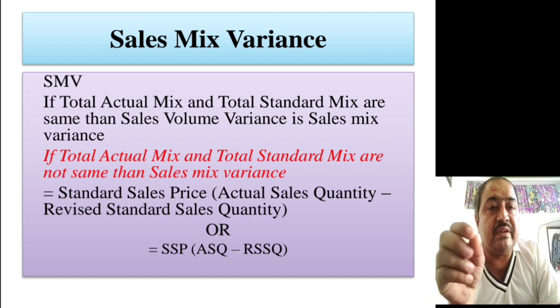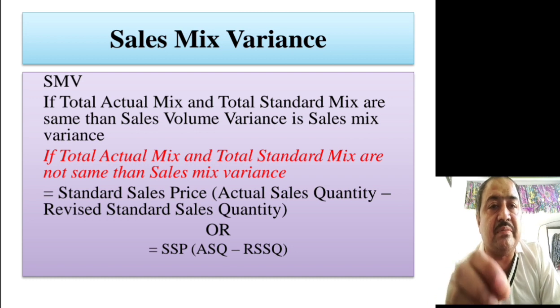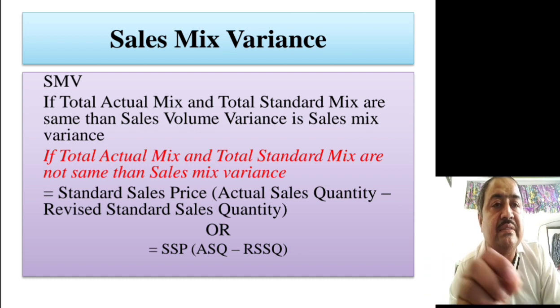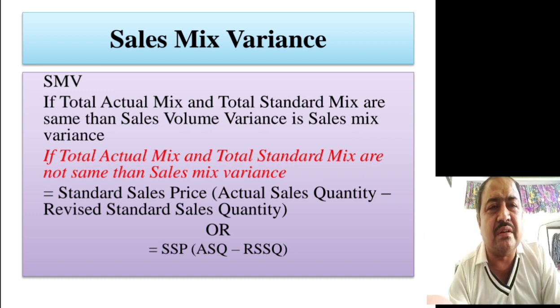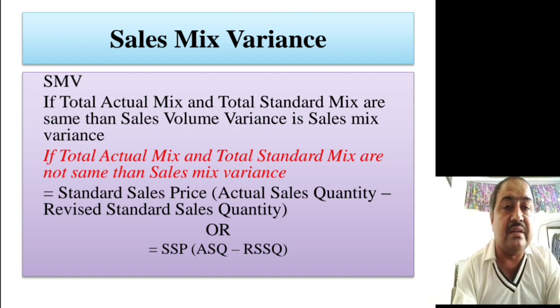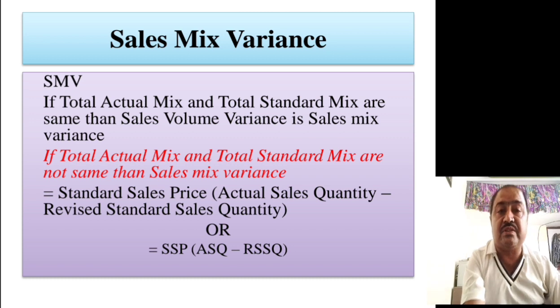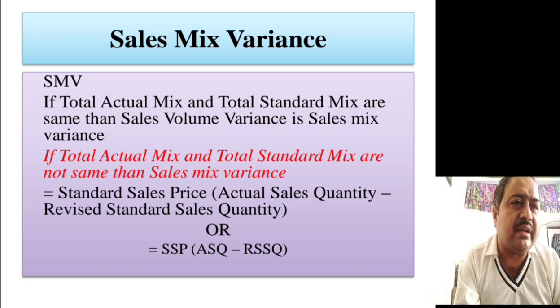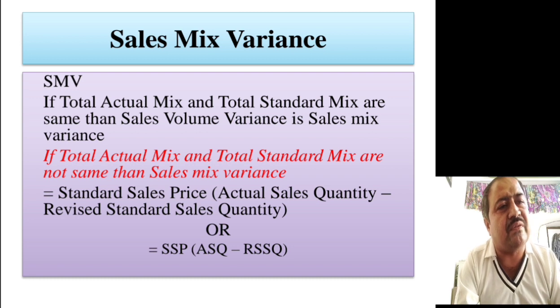If the total actual mix and total standard mix are the same, then volume variance is itself the sales mix variance, so there is no need to give a separate formula. If it is not the same, then sales mix variance is calculated as standard selling price into bracket actual sales quantity minus revised sales quantity. And revised sales quantity means conversion of total actual sales into standard proportion.